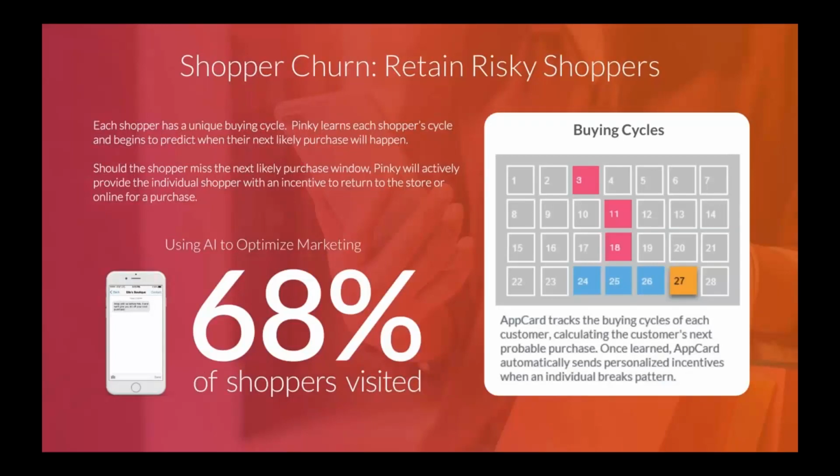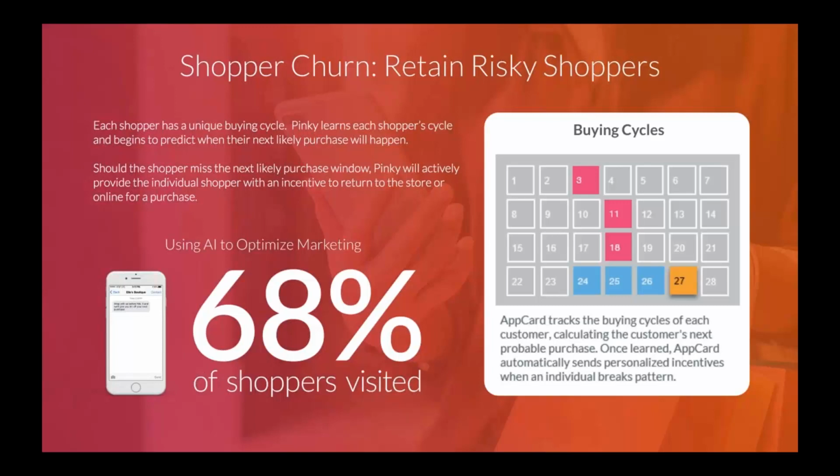Retain risky shoppers is a setting that's designed to target shoppers that are at risk of churn from your business. During the first 12 months, Pinky is calculating each shopper's normal buying cycles, the average time, let's say, between purchases, but Pinky also tracks what items each shopper purchases and how much money they spend at every visit.